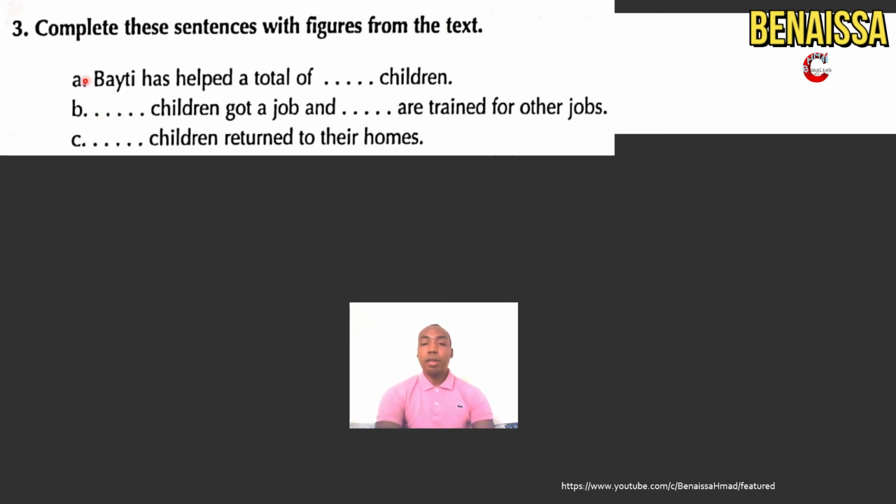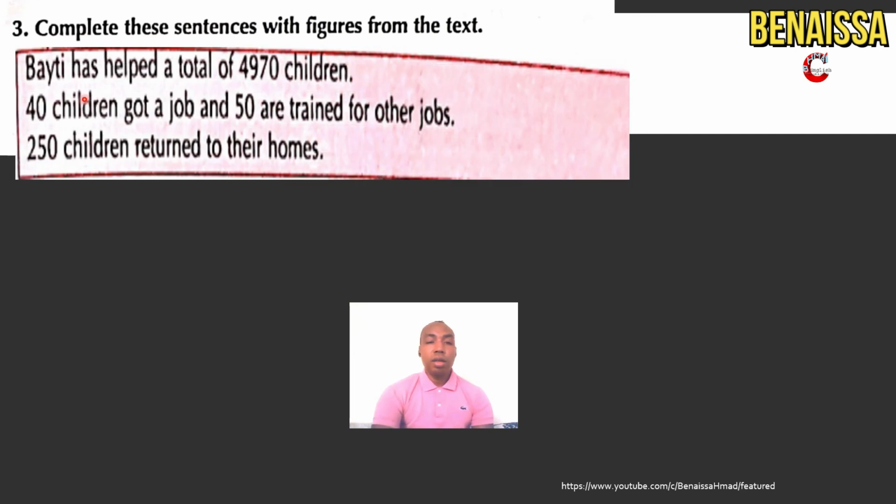BAYTI has helped a total of children. Children got a job and are trained for the job, meaning they want to learn how to work. Children got a job, meaning got employed. Trained, meaning they were trained for a job. Children returned to their homes. Here is the correction.